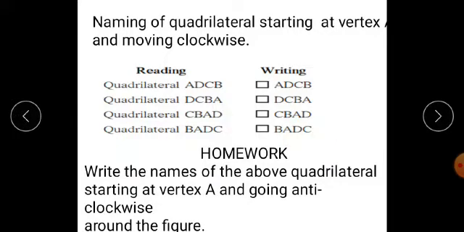Now students, I have started from vertex A and I have moved clockwise. Homework for you. Write the names of the above quadrilateral starting at vertex A and going anti-clockwise around the figure. I'm going to help you. The four names are quadrilateral ADCB, then quadrilateral DCBA, then quadrilateral CBAD, and then the last name is BADC. You have to do this homework.